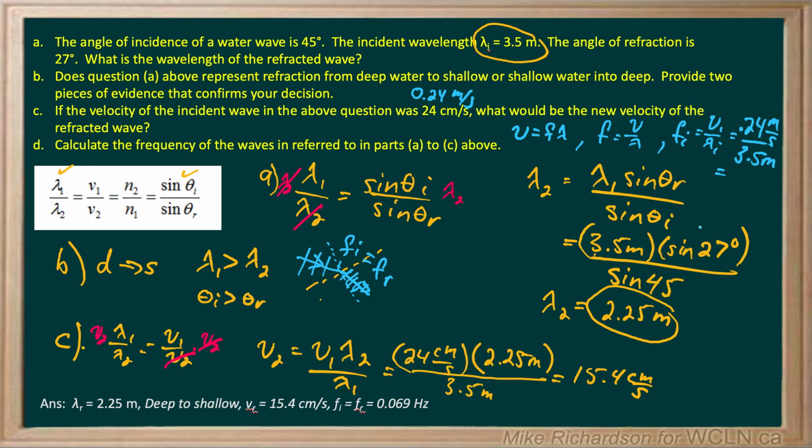And when I crank that out, I get my frequency as 0.069 hertz. And if I did F R, frequency on the refractive side, I'd get exactly the same answer. In that case, I would pair 15.4, but again, convert that to meters per second with the 2.25, and I'd get the same answer.